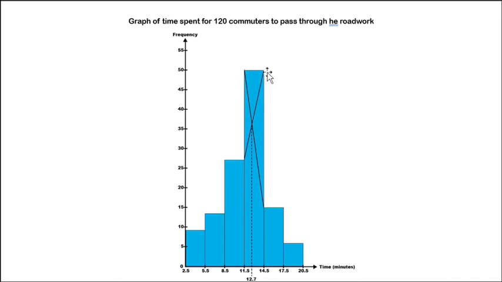Then, make a cross from one edge of the top of the highest bar to the edge of the bar beside the highest bar. The reading of the intersection point on the x-axis will provide the mode. The mode is estimated to be about 12.7.